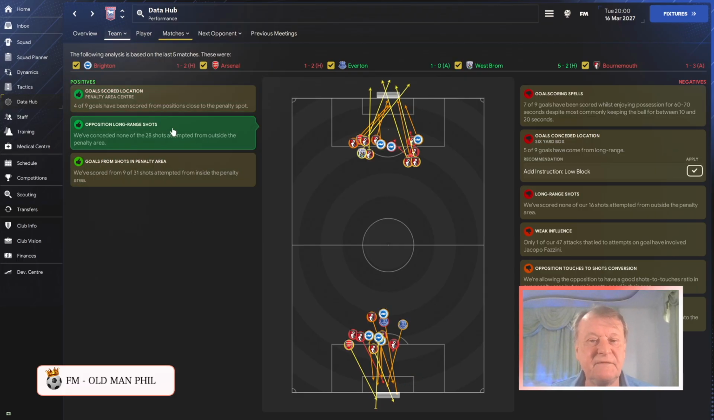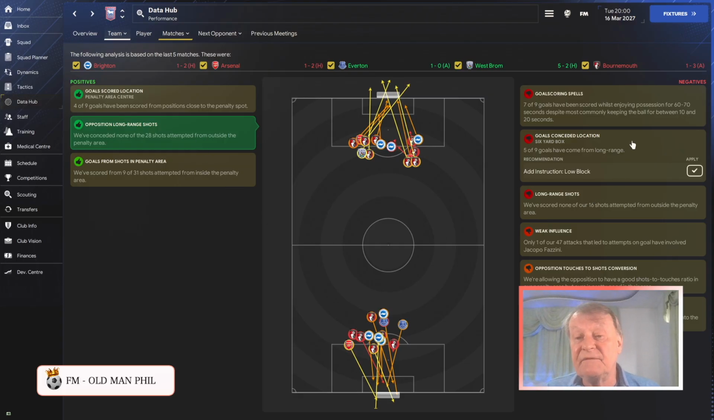And in terms of defending, I'm looking at opposition long-range shots. And in the last 5 games, we have conceded no goals from the 28 shots that have been attempted from outside the penalty area. So in terms of defending long shots, we're doing particularly well.